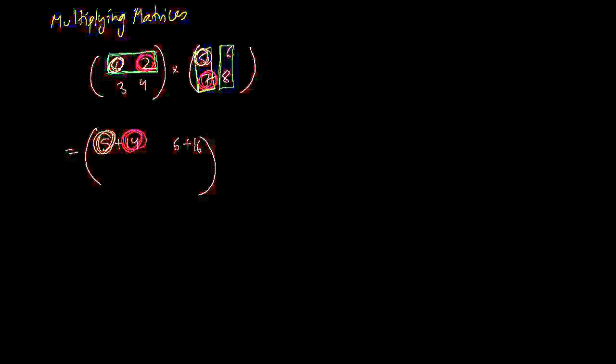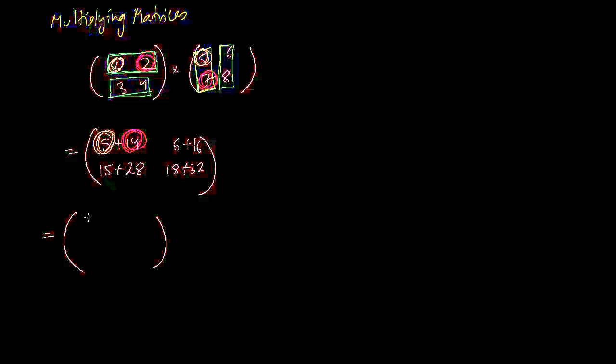And we proceed to the next one. So the next row here is 3, 4. So when we do this, it becomes 3 times 5 is 15 plus 4 times 7 is 28. Then we move on to the next column, which is 3 times 6 is 18 plus 4 times 8 is 32, and we simply add it.